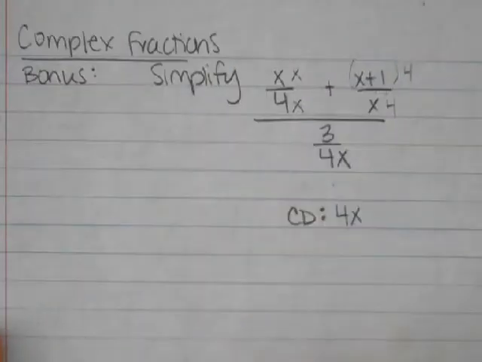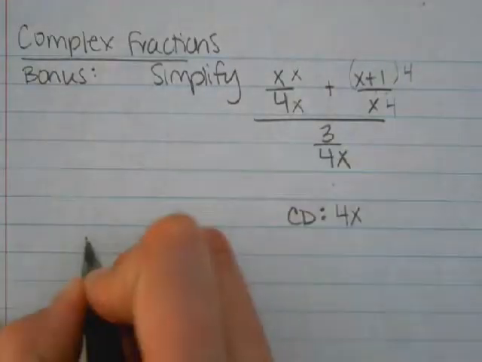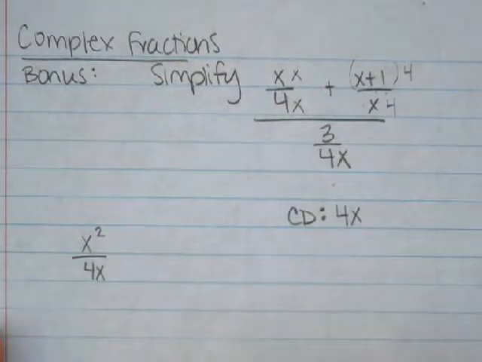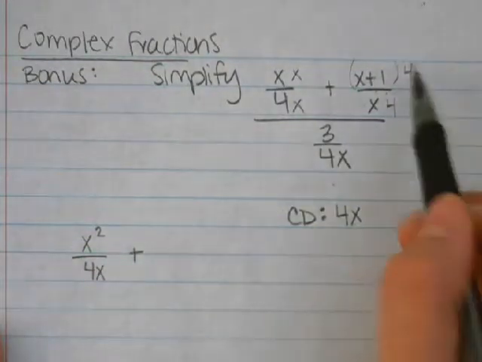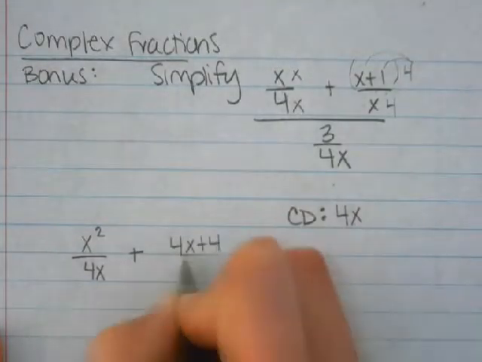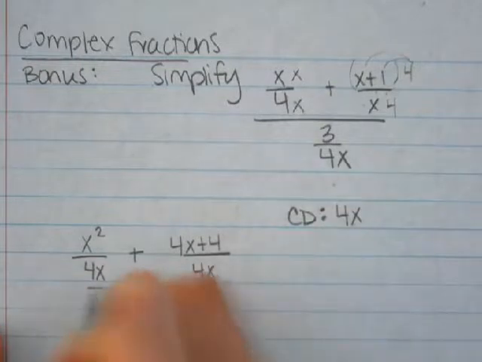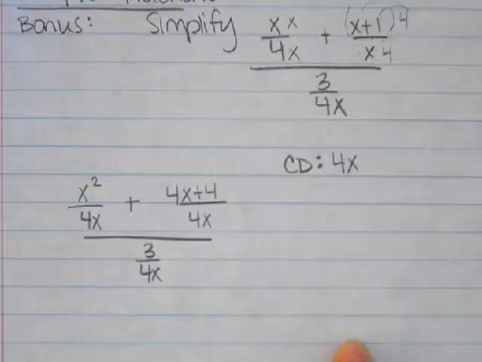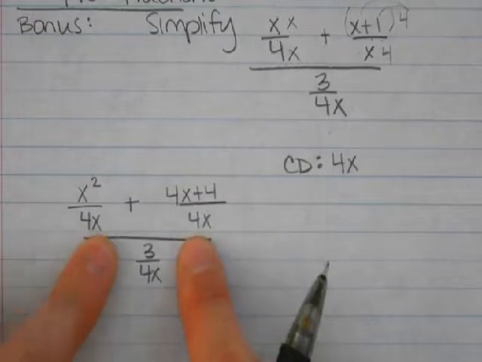Okay, so at this point on the top of our fraction, we've got x squared over 4x plus, what else do we have? 4x plus 4 over 4x. And I'm just going to keep writing the bottom even though I didn't do anything with it. All right. Once our fractions have those common denominators, what is our next step?